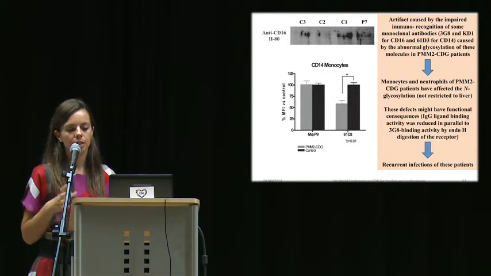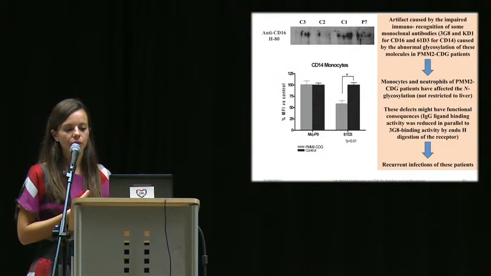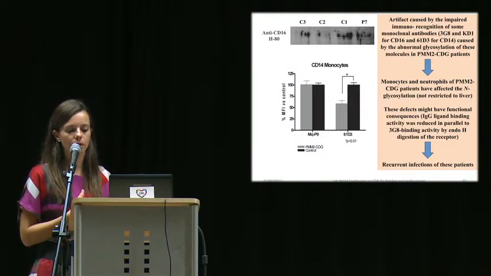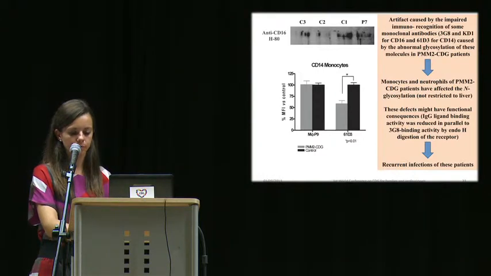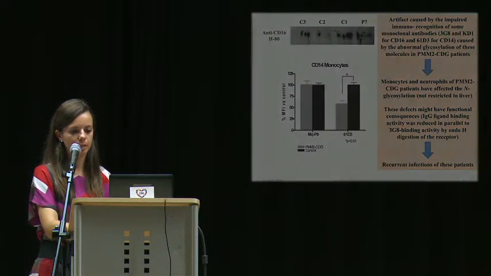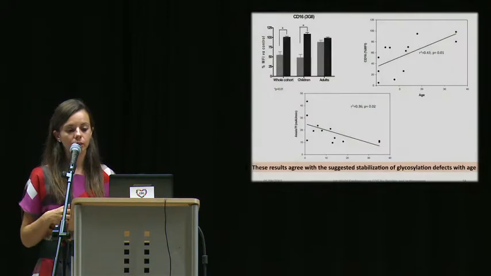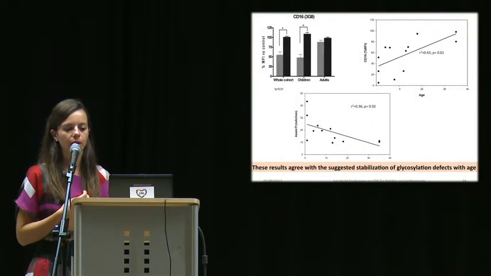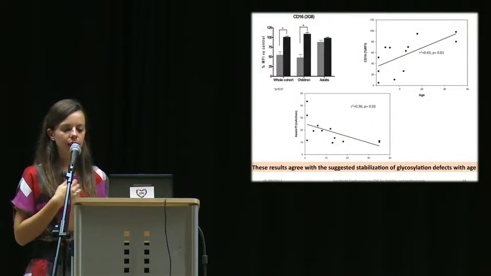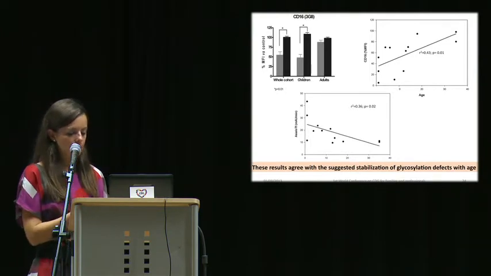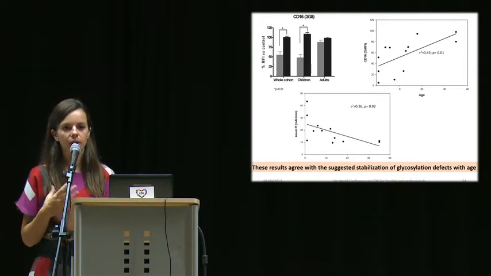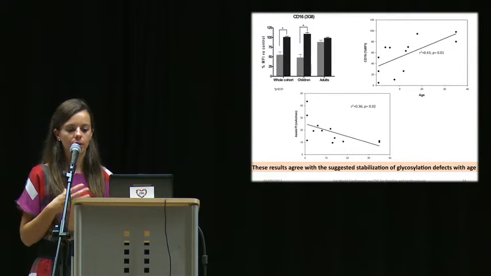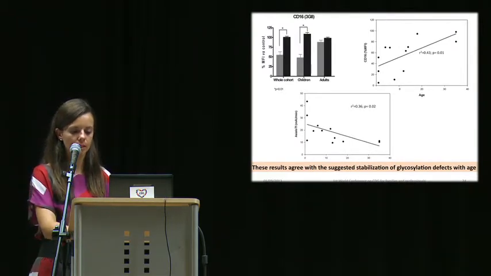And maybe, this is a hypothesis, this defect might have functional consequences and could explain the recurrent infections of these patients. But of course, this is a hypothesis that needs to be checked with further studies. And the second positive result that we have obtained in this first approach is that our results agree with the suggested stabilization of the glycosylation defects with age.